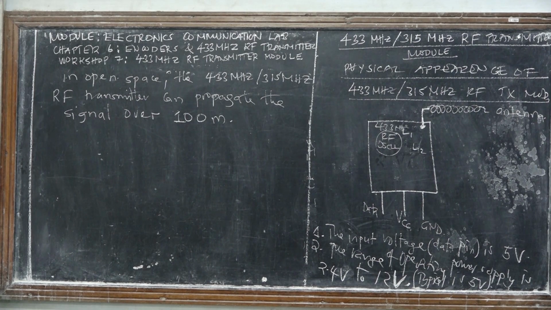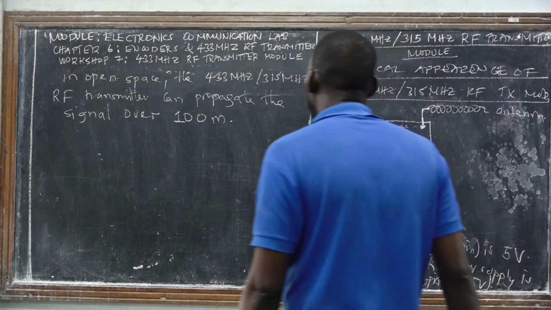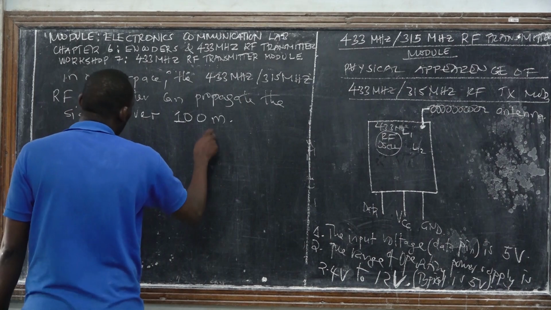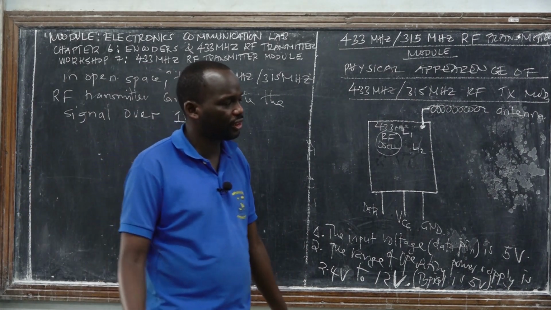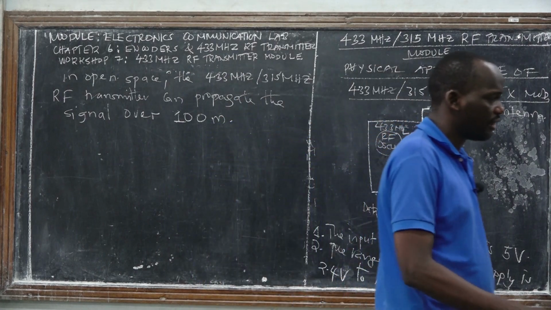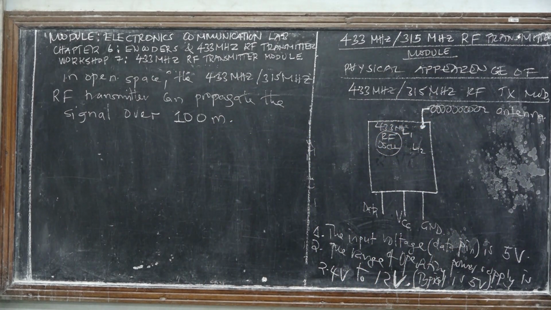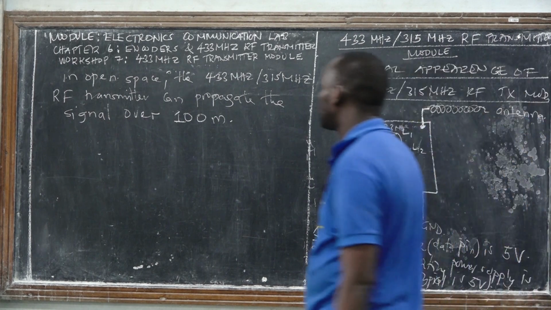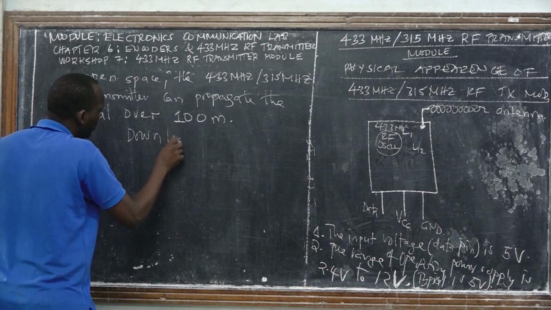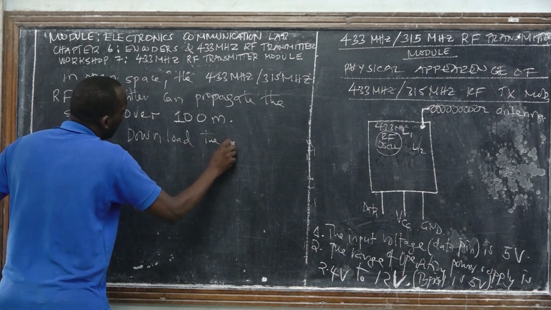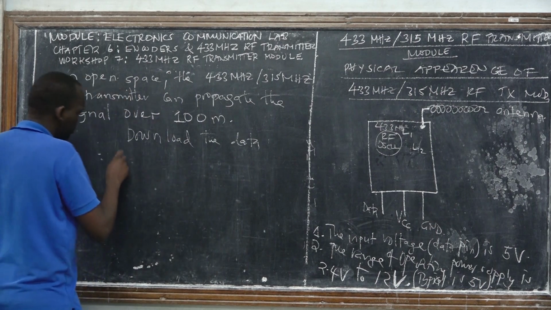So whenever you want to design a wireless communication system of 100 meters in open space, or 50 meters in non-open space, then you may use this RF transmitter for that purpose. So make sure to download the data sheet.